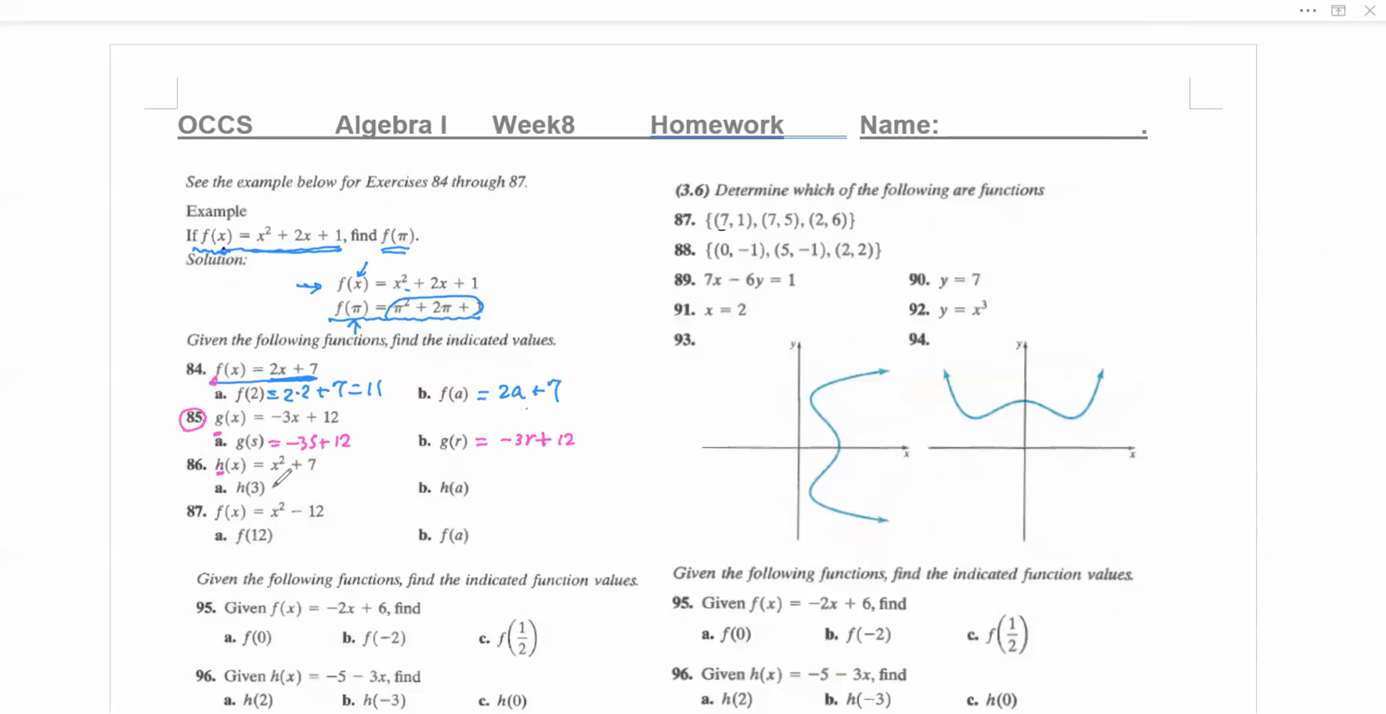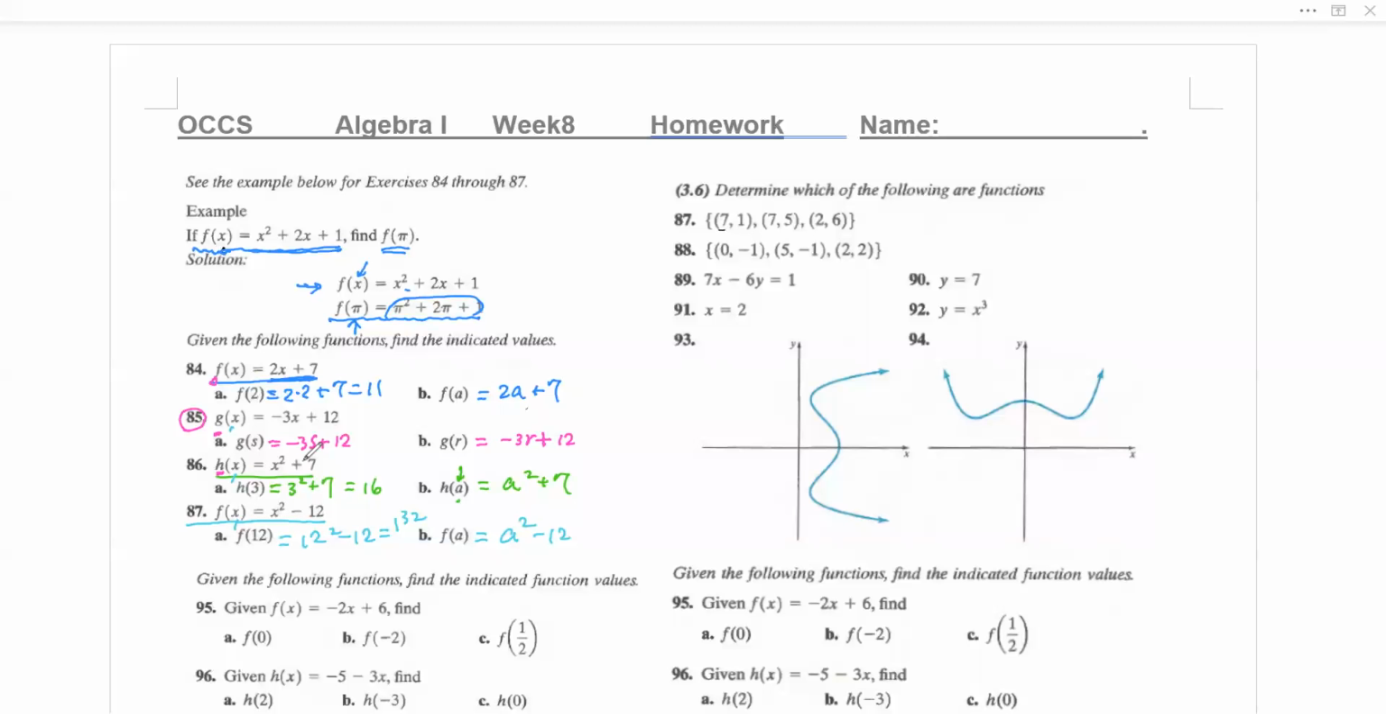Okay, so here is h of 3. h is this function, so 3 becomes 3 squared plus 7, so 9 plus 7 is 16. And h of a becomes a squared plus 7, because the variable is a right now, so x is replaced by a. All right, let's go on. This function is x squared minus 12, so the function at 12 is 12 squared minus 12, so 144 minus 12 is 132. And here it equals a squared minus 12. So you can understand that this is the function, this is the variable, and this is the output.